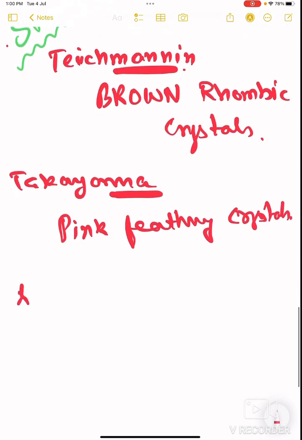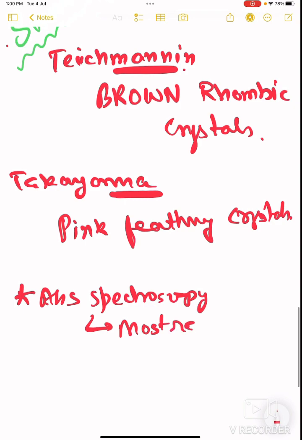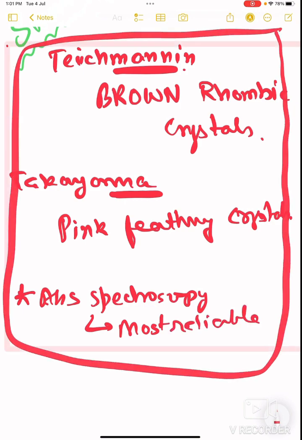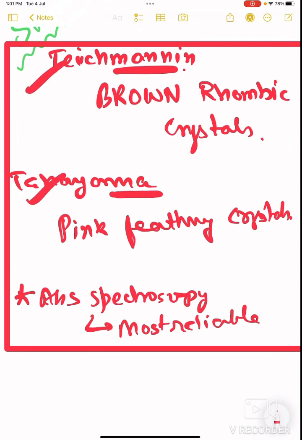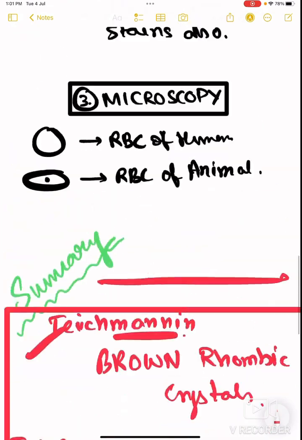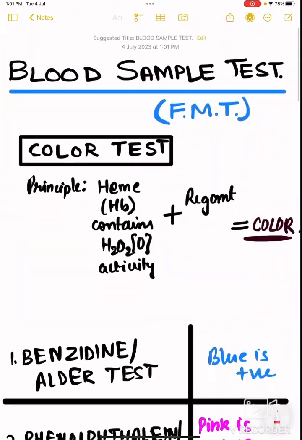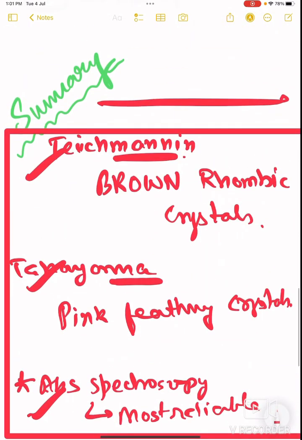And last is absorption spectroscopy. Absorption spectroscopy is the most reliable. So this is everything you actually need to remember. I could have completed this video with these three things only: Teichmann, Takayama, and absorption spectroscopy. Only these three things are important. For the sense of completion, I have taught you everything here, but nothing else is important other than what I've written in the summary part.